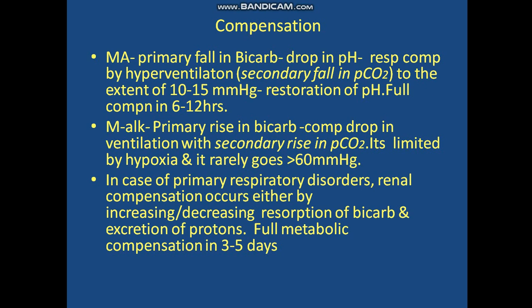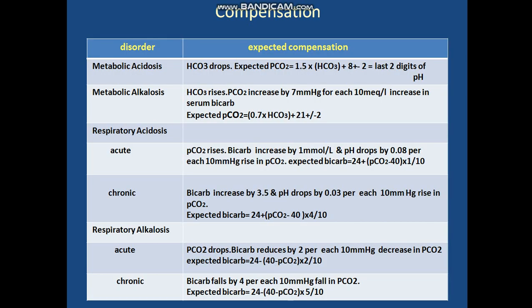In case of primary respiratory disorders, renal compensation occurs either by increasing or decreasing the resorption of bicarbonate and excretion of protons. Full metabolic compensation takes 3 to 5 days, so the renal compensation takes a bit longer to be established fully. Now, this is a very important slide which shows the extent of compensation in different acid-base disorders.